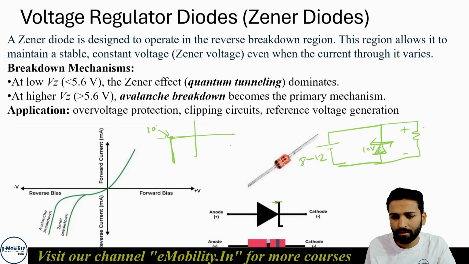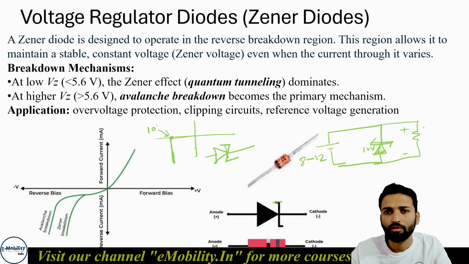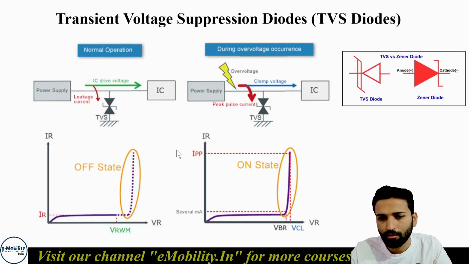This is the symbol. The symbol is very simple. You have a diode and you just make a symbol like Z across the diode. So this is a Zener diode. Now another diode is the transient voltage suppression diode, or TVS diode. This has a similar working.